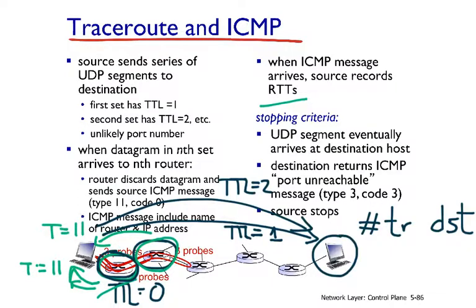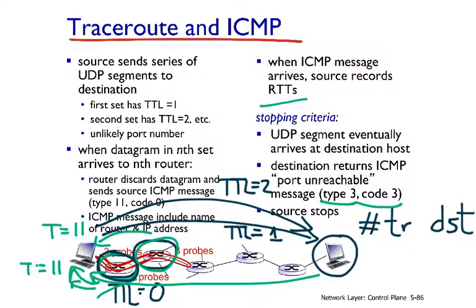How can we know we have reached the destination? Because the ICMP packet that is sent from the destination to the source host is of type 3, code 3. So the process is stopped.